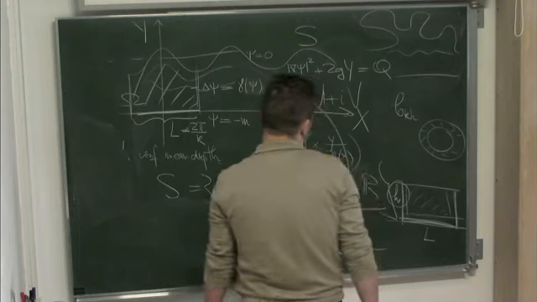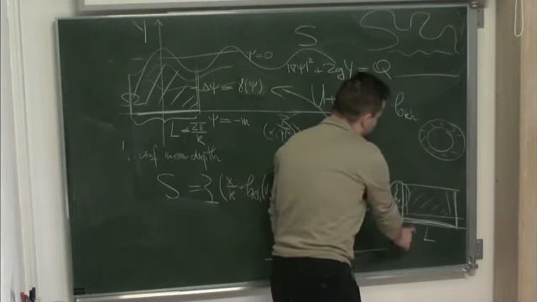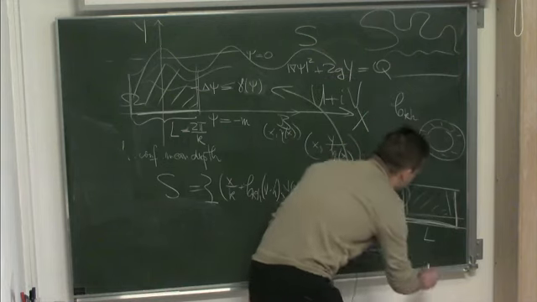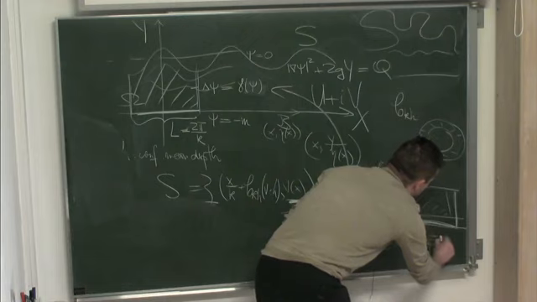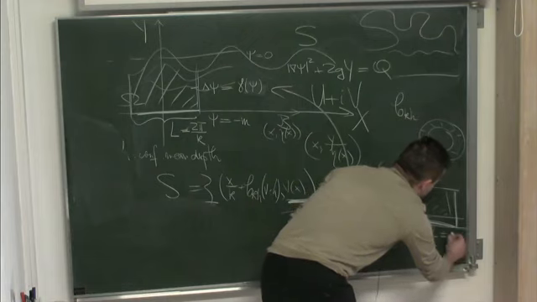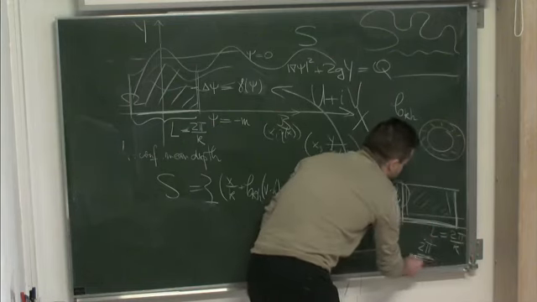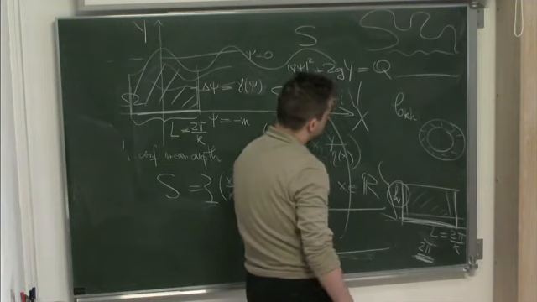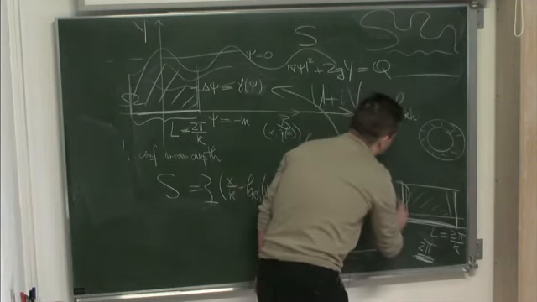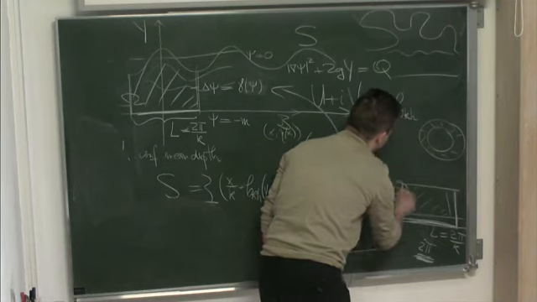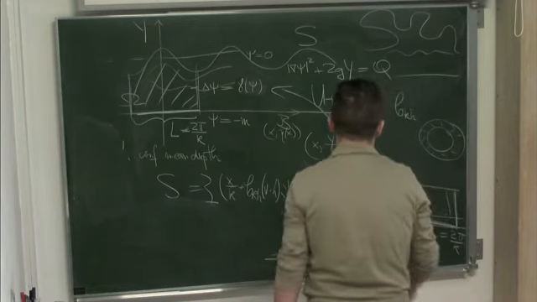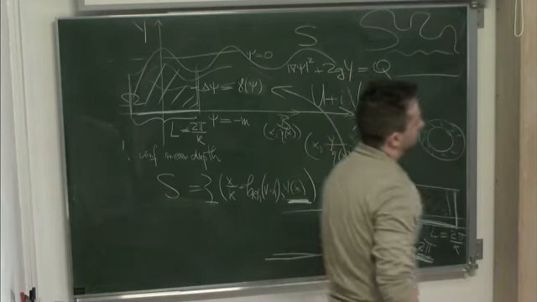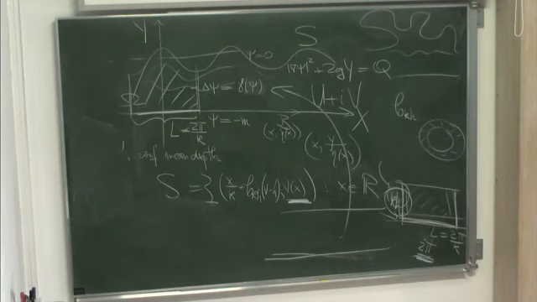But I would rather work with a box of horizontal size 2 pi, and so I do a dilation. This L was equal to 2 pi over k. So if I want to make this 2 pi, then this vertical dimension would be kh, and this is why I have this product kh occurring in the equation.